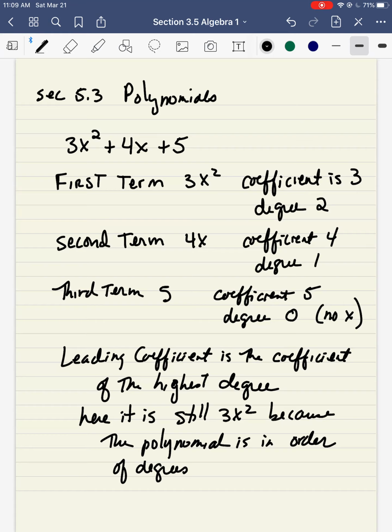When you're talking about the degree, it is whatever the exponent is. So on the first term the degree is 2 because it's x to the second power. On the second term the degree is 1 because it's x to the first power. And the third term does not have an x, so the degree is a 0. The leading coefficient is the coefficient of the highest degree. So here, these are in order, meaning the highest exponent is first, 3x squared, then I go down to 4x, and then I have no x's, just a 5. So the leading coefficient is 3, because the polynomial is in order of the degrees.